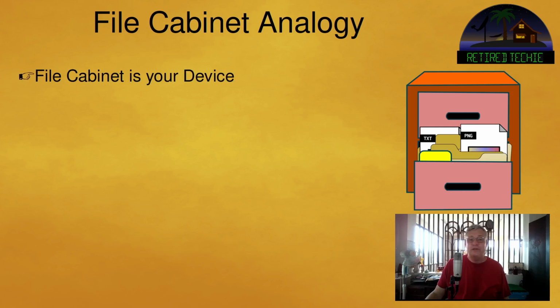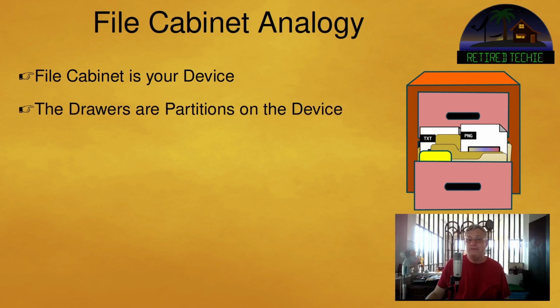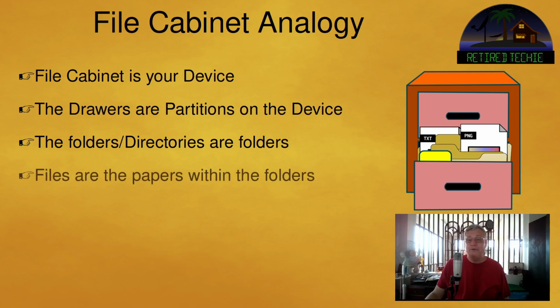The drawer in the particular file cabinet is equal to a partition on the device. You can have multiple different drawers, just like you can have multiple different partitions on your device. Folders and directories would be the actual folders stored within the drawers of the file cabinet or on your partition. And files are going to be the pieces of paper stuck in the folder. Well, on the computer system, they're not just pieces of paper, but you get the idea.